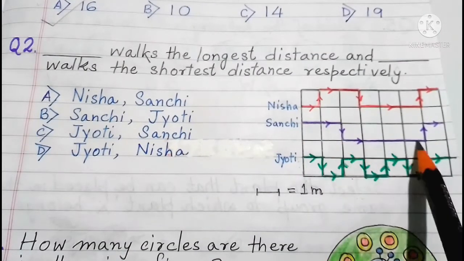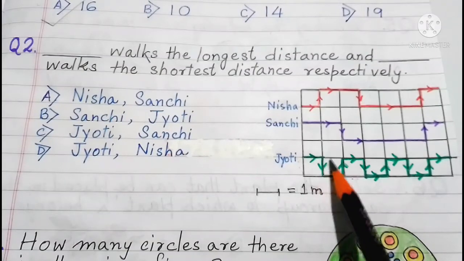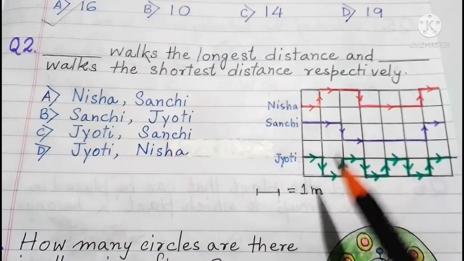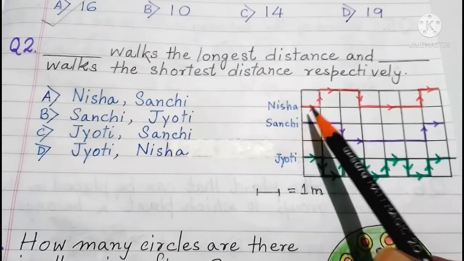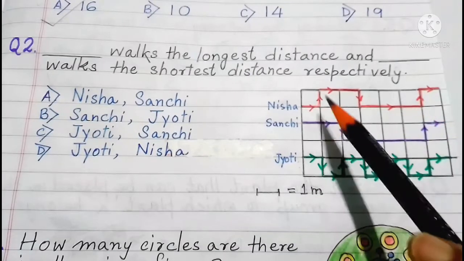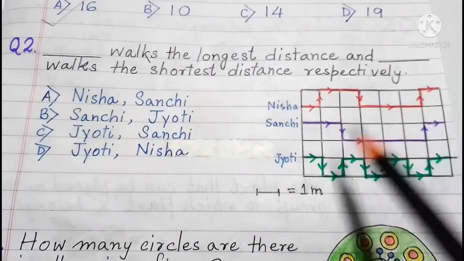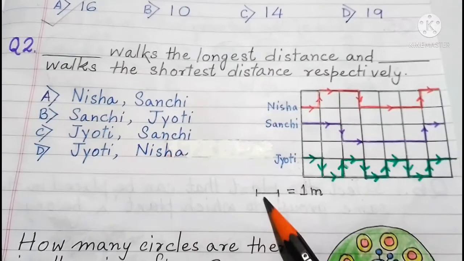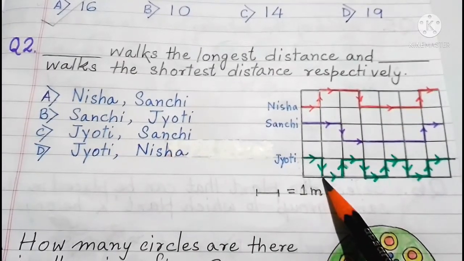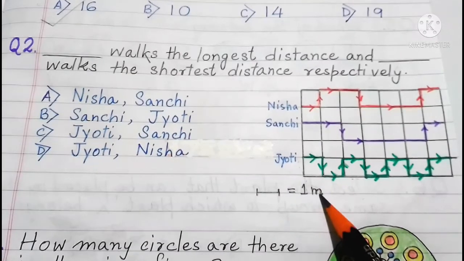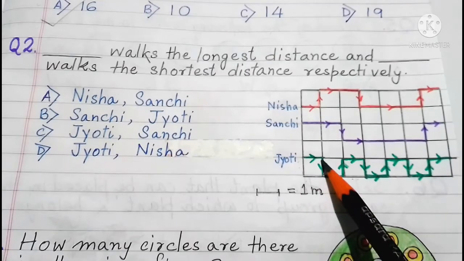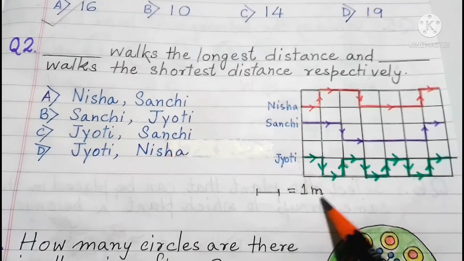The route for Sanchi is this purple line, and green lines for Jyoti. This is the travel route through which they have traveled. For Nisha, we can calculate the red line by adding the small units of this red line. Now here one thing is mentioned already, that this much distance is 1 meter. So every side of a particular square is measuring 1 meter.